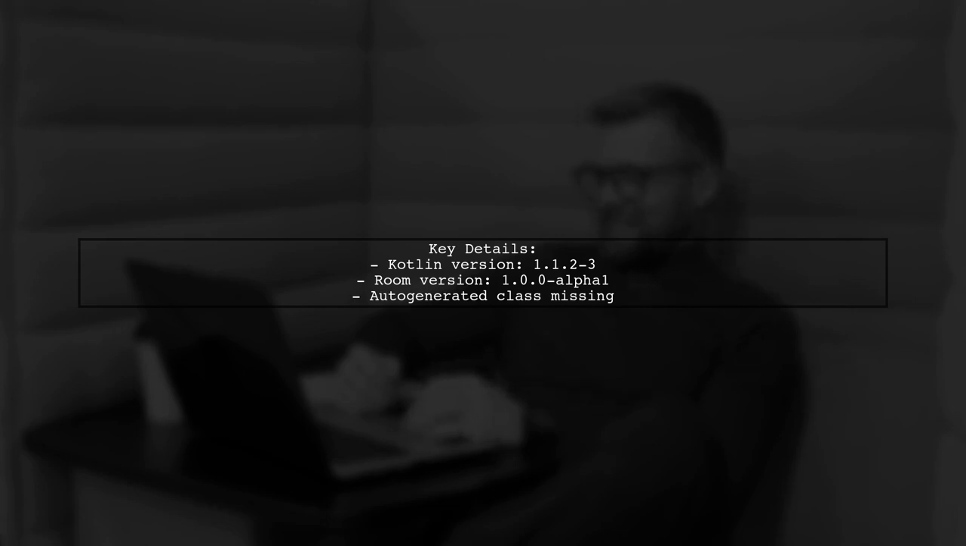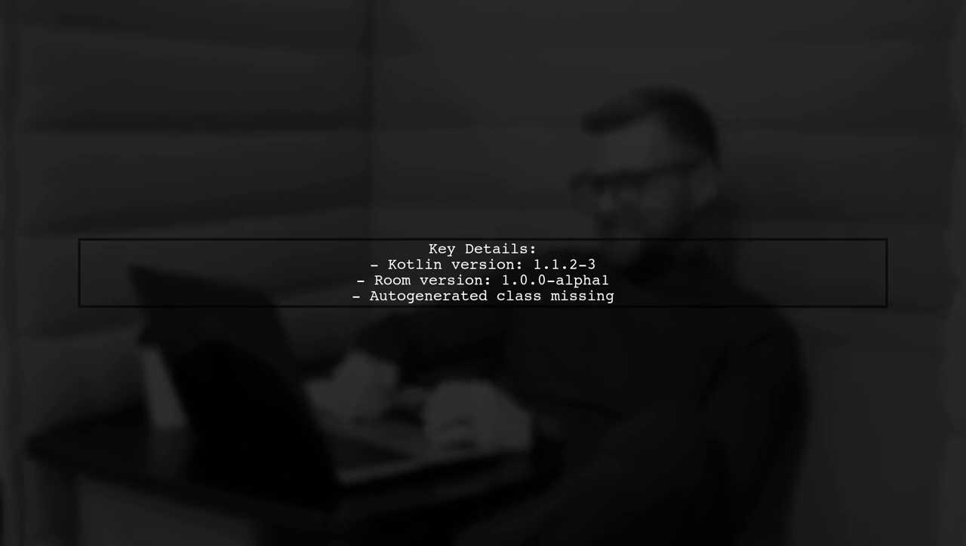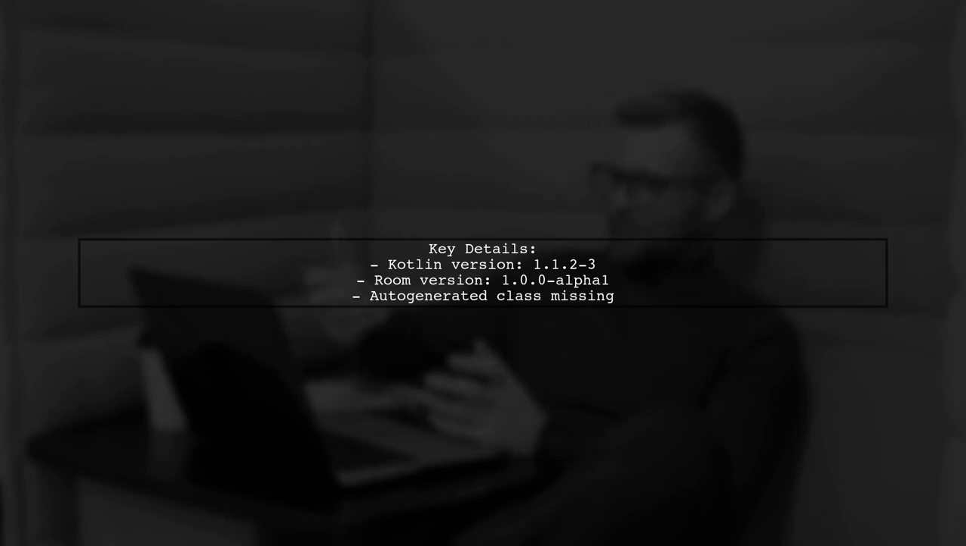After some investigation, our viewer discovered that the auto-generated class app database impl wasn't created. They compared their setup with a Java app from a tutorial and found that it worked there. The viewer is using Kotlin version 11.2-3 and Room version 1.0.0 alpha 1.